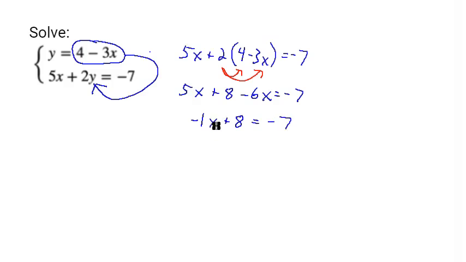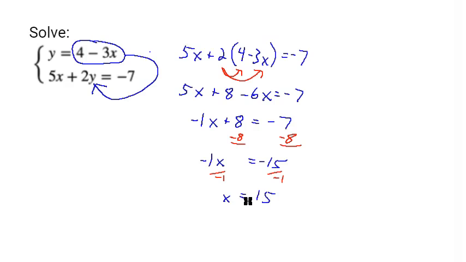It's time to get the variable all by itself, so I will subtract 8 on both sides. And finally, to solve for x, I can divide by negative 1. So we see that x equals 15.